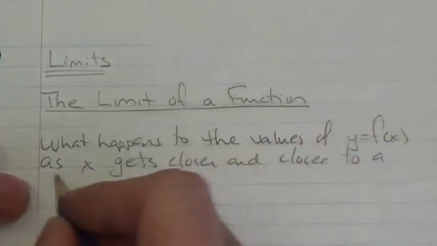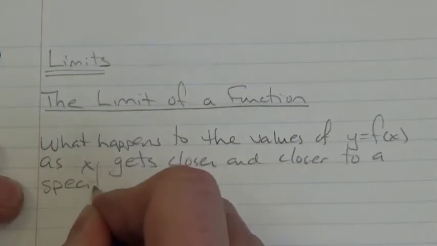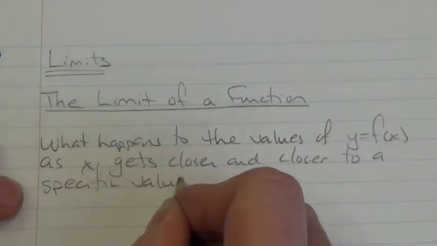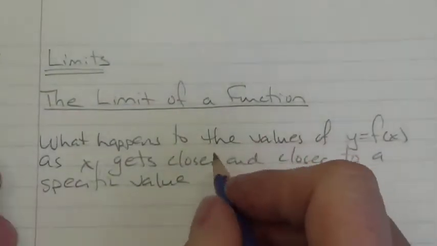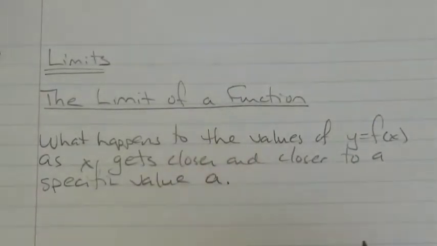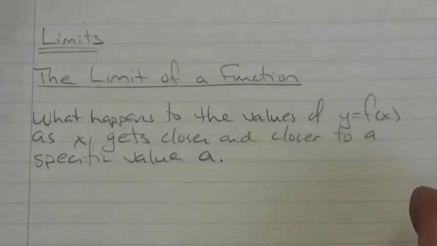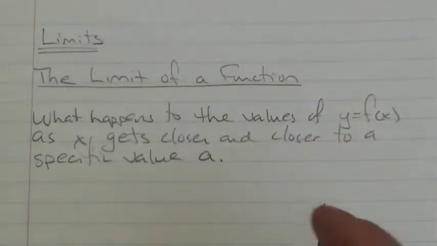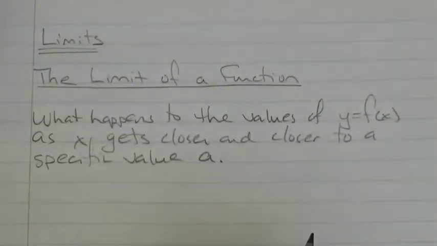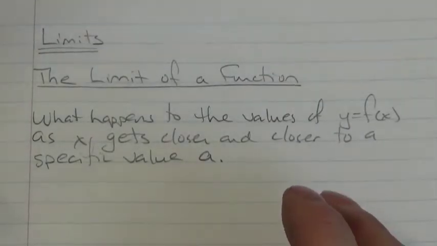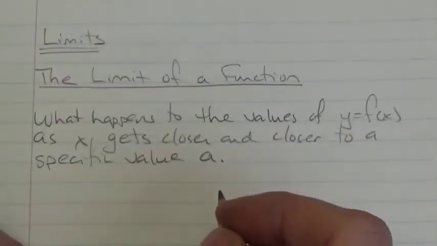as x gets closer and closer to a specific value, and at this point it's maybe not important, let's just call it a. So what happens to the values of y equals f of x as x gets closer and closer to a specific value a? Now this is kind of a predictive thing.